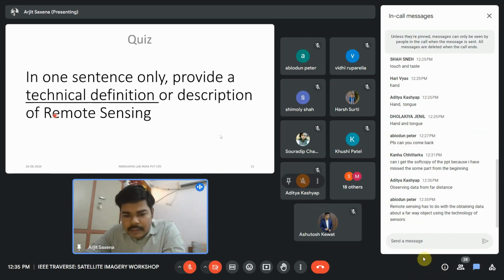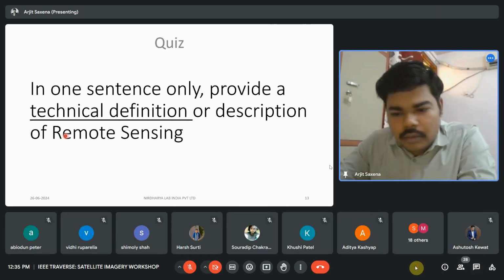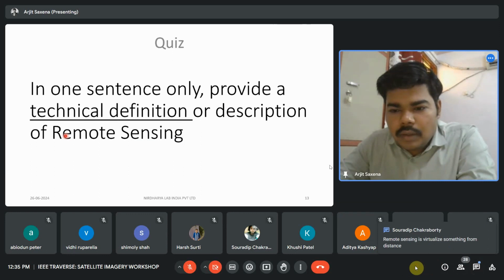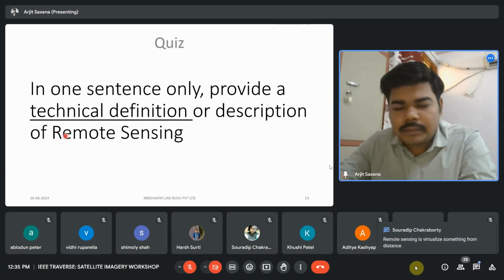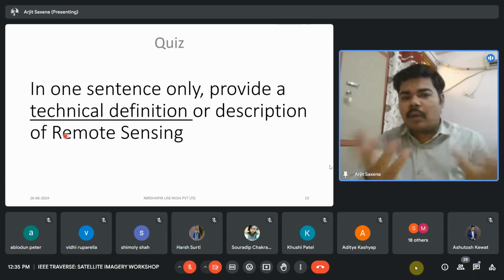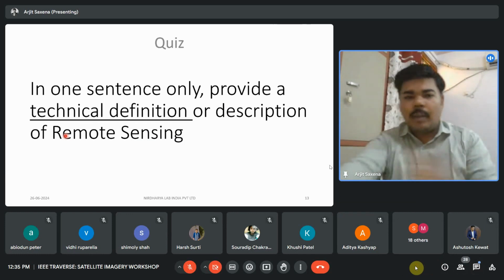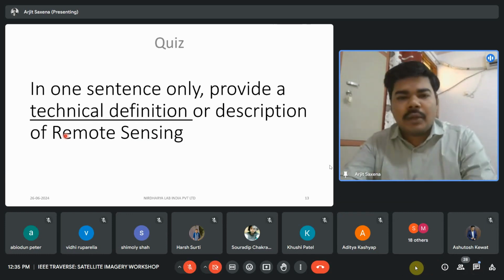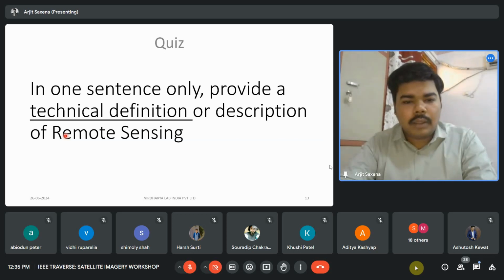Observing data from a far distance. Good. Remote sensing has to do with obtaining data from afar. Good, guys. Others, if you are able to answer this now, at the moment, you will remember it for your life. You don't have to revise or revisit it.